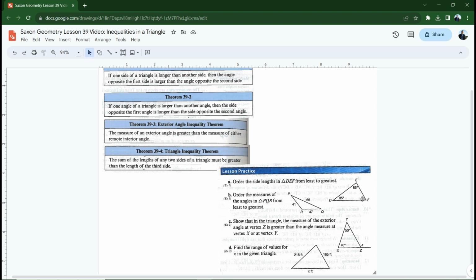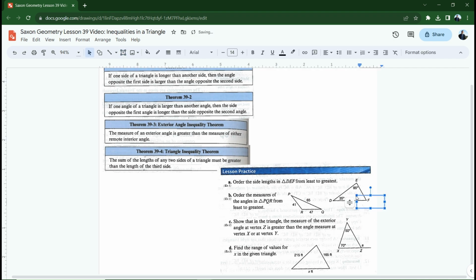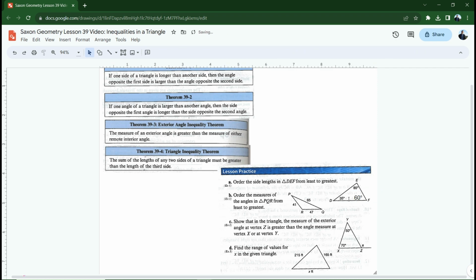What that means is if I'm ordering from least to greatest, the least side is going to be the one here. Let me just mark this 60-degree angle too. Okay, so the shortest side is going to be the one across from the smallest angle.